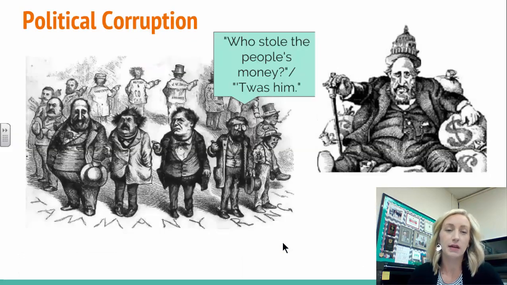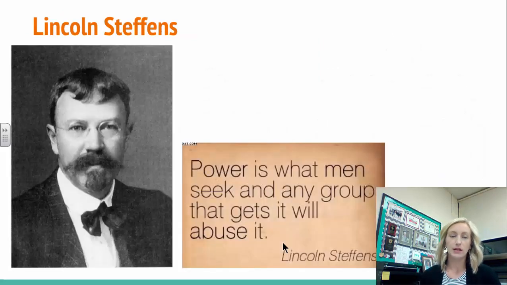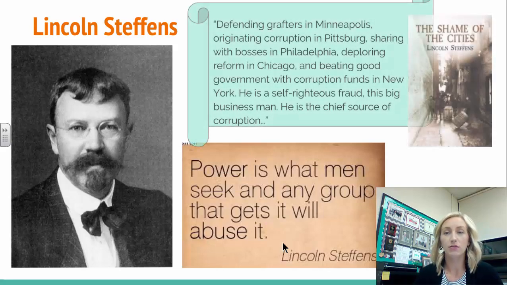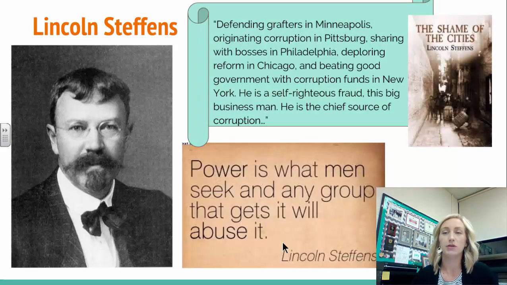And this is significant because the progressives wanted to change this. They wanted to do something quickly about it. So we see one of our muckrakers, Lincoln Steffens, who said power is what men seek, and any group that gets it will abuse it. He very much shed light on the political corruption at the city level, particularly with a book that he wrote in 1904, The Shame of the Cities.